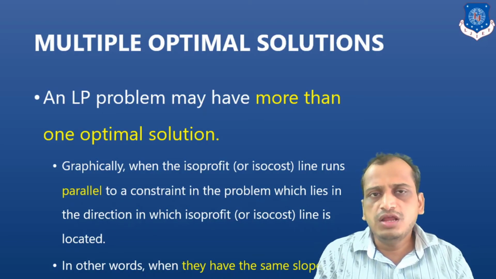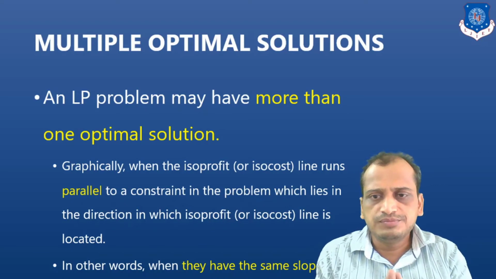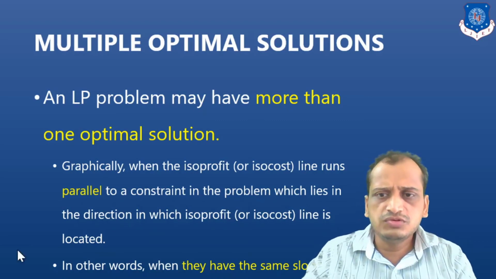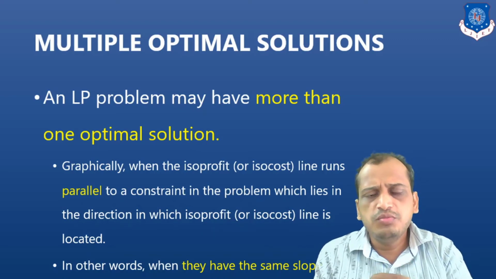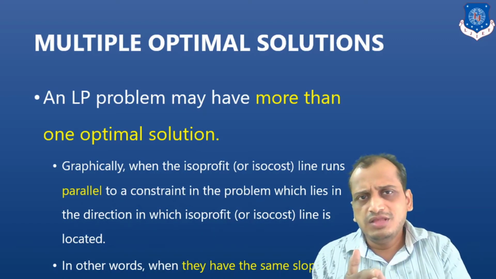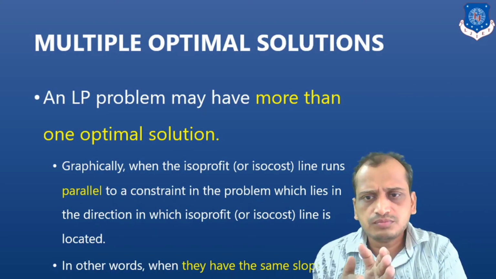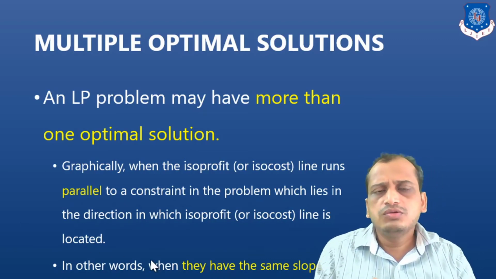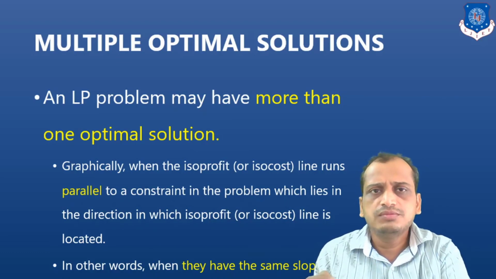So graphically, how do you find it? If you see graphically the isoprofit line, or you can say the isocost line in case of minimization, the constraint which runs parallel here lies in the direction in which the isoprofit is located. What do you mean by that? The constraint line and the isoprofit or isocost line will overlap, or you can say they run literally parallel, right? Or you can also say that they have the same slope. We will see an example.